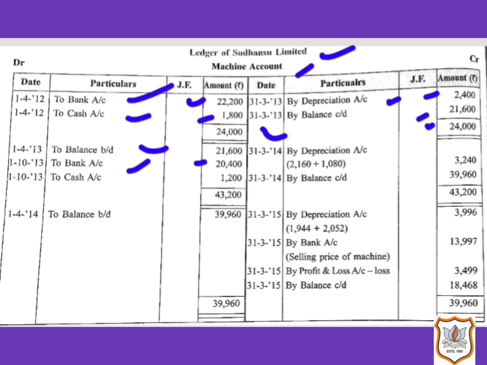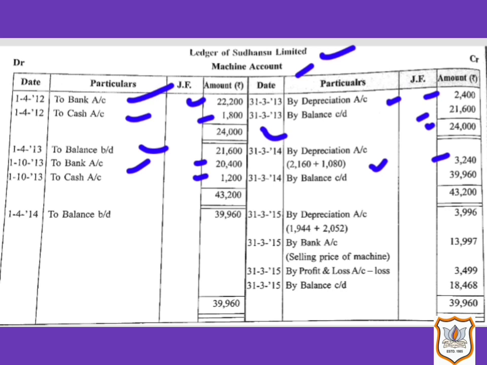And here again, the installation expense of this machine was 1,200, which will be shown separately. And in the particular column, we will write to cash account. Date is 1st October 2013. Now for this year, here we will charge depreciation. Here depreciation for the first machine was 2,160 and depreciation for the second machine was rupees 1,080 that we just calculated, and the total amount is 3,240. So 3,240 is the total amount of depreciation of both the machines. So it will be recorded on the credit side of the machine account as it reduces the value of the asset.